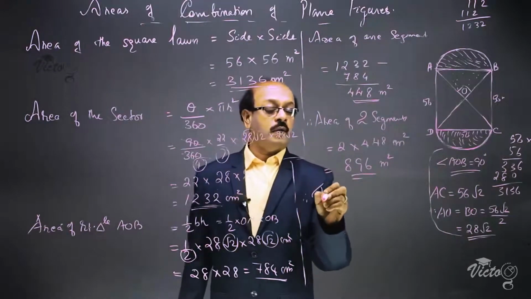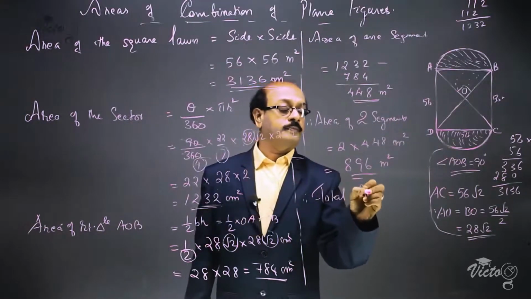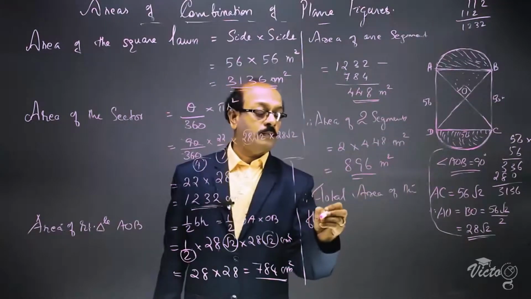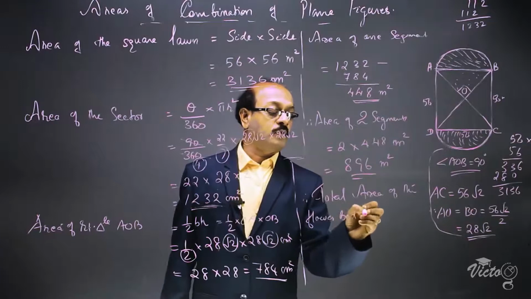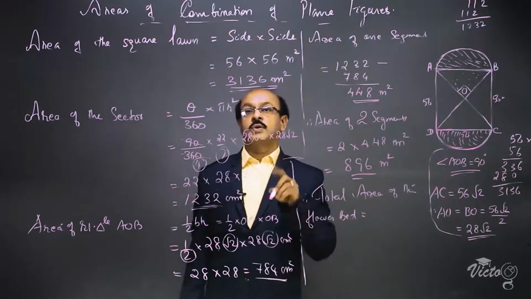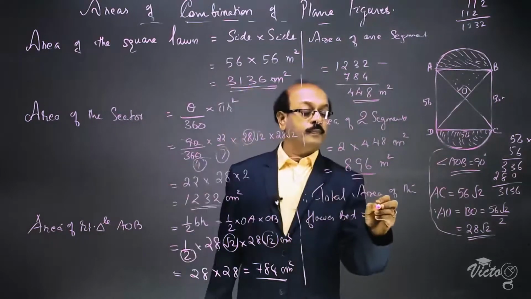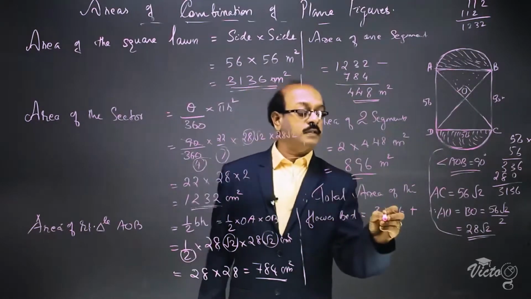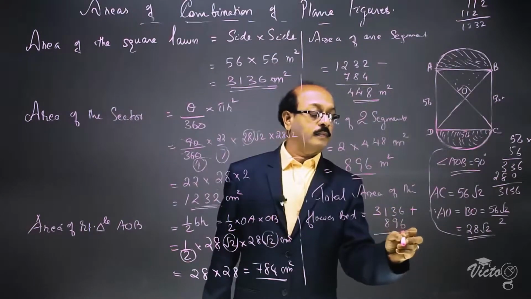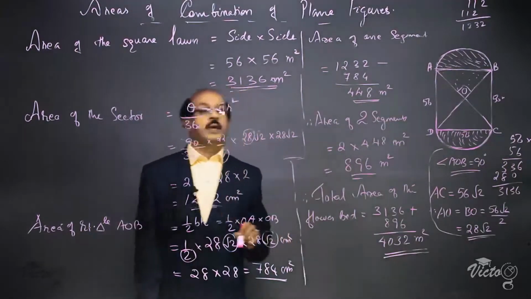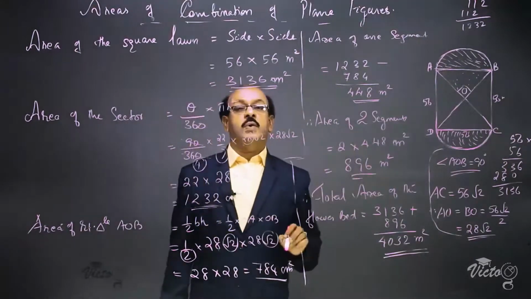So, we can find out the total area. Therefore, total area of the flower bed is equal to area of the square plus area of two segments. The area of the square is 3136 plus 896, which is 4032 meter square, the total area of the flower bed including the square lawn.